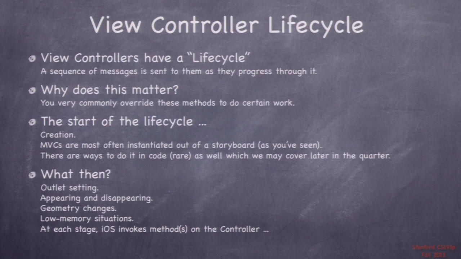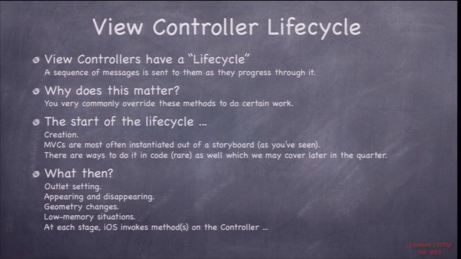After it's created, it goes through the following process. Your outlets get set. You've got to have those outlets set. Then your view controller appears on screen, and it might disappear from screen. You haven't seen that yet because right now you've only had one view controller in your whole app. It only disappears when the app quits. But when you have multiple view controllers, they'll appear and disappear on screen. Their geometry changes: device rotation or something else can cause the bounds of your MVC's view to change. Low memory situations, again not strictly speaking part of the view controller lifecycle, can happen while you're running. And at each of these steps, a method gets called.